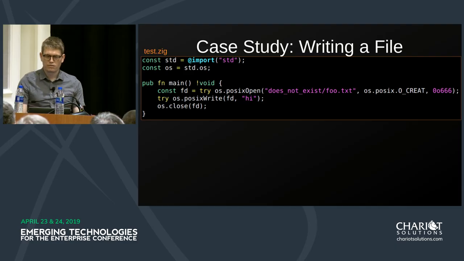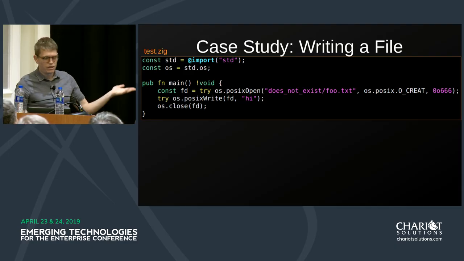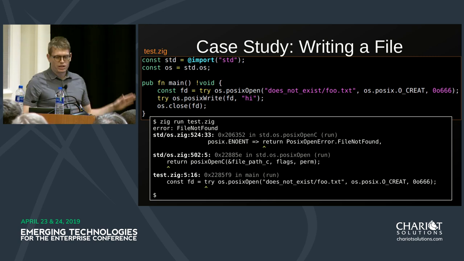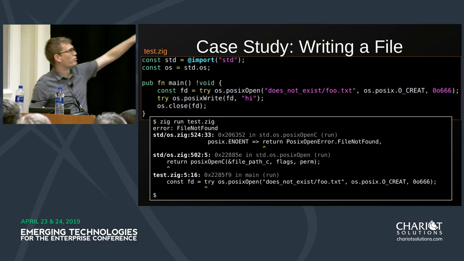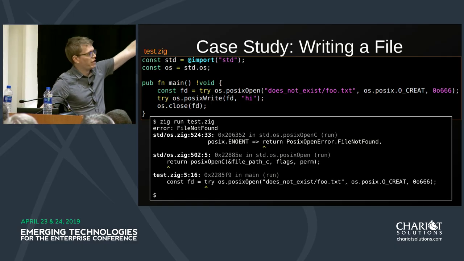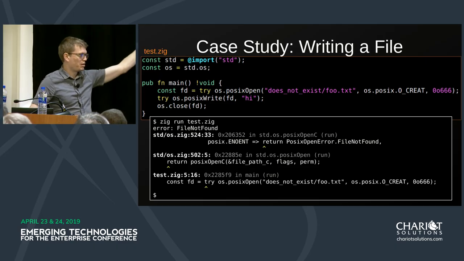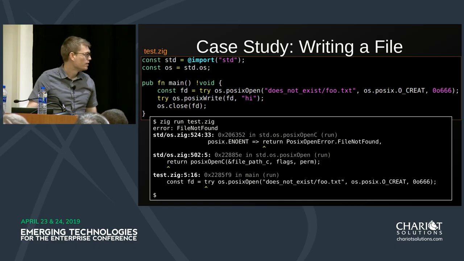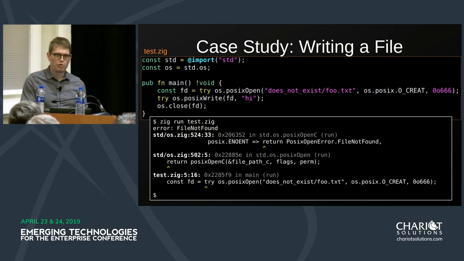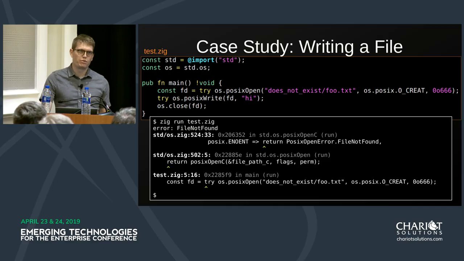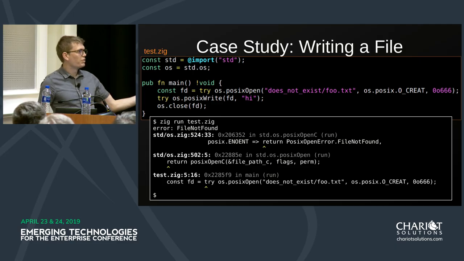So now, when we run this updated code example, we're going to get some different output. What we're looking at here is the error that happened, file not found, and an error trace that tells you where the error first happened and how it bubbled up through the whole system. So if you compare that to the output we got from the C code, when we ran the C code, it wasn't even apparent that there was a problem. When we ran the Zig code, we already know how to fix the bug.